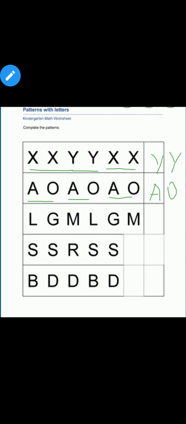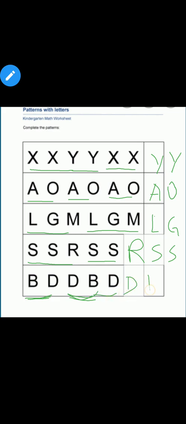If you look at the third one, L, G, M, L, G, M, and then next L, and if it continued, it would have been G, and so on. And here S, S, R, S, S, R, it should come again S, S, and it will go on like that. Now here B, D, D, B, it is going forward and then backwards. B, D, D, B, right? So again B, D, now D, B, it will go on like that.